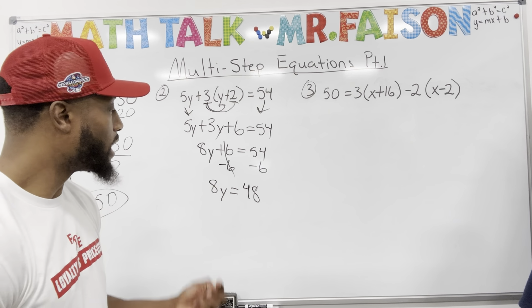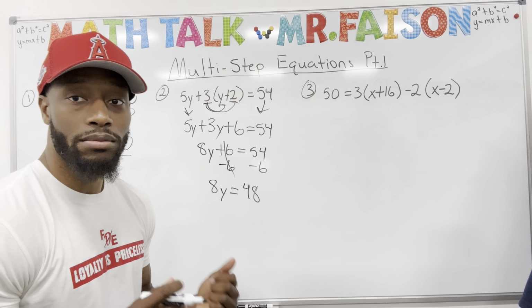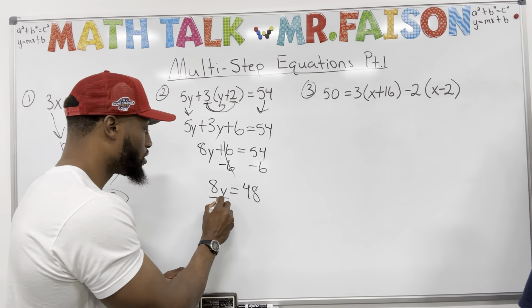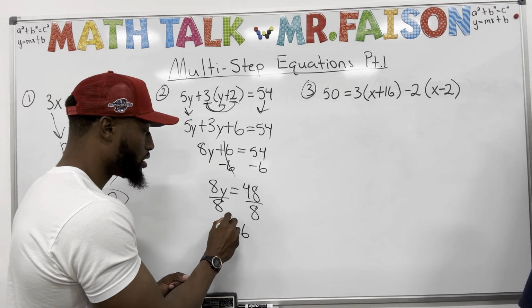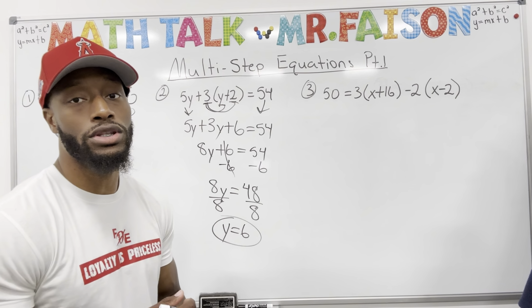Now once again, I see the 8 and the y are that close. They're saying 8 times y, right? 8 multiplied by y. So for us to split the 8 and the y, we have to divide. And y will be equal to 6. Cool, so now let's move on to problem number 3.